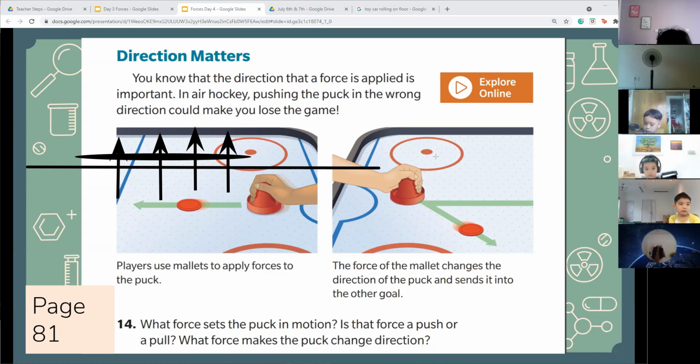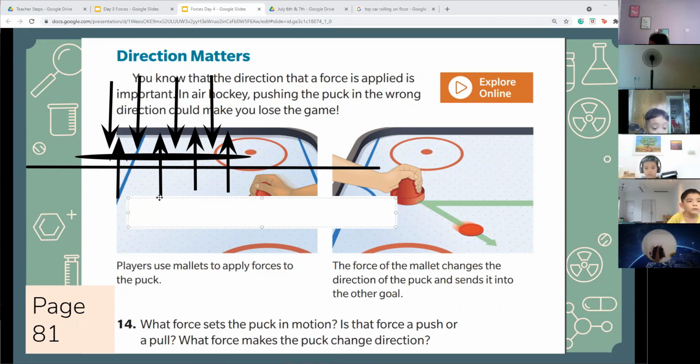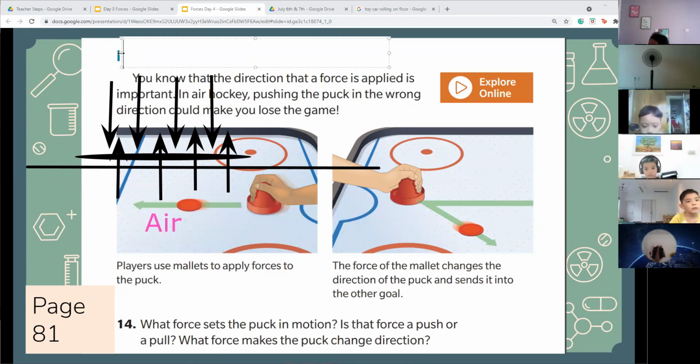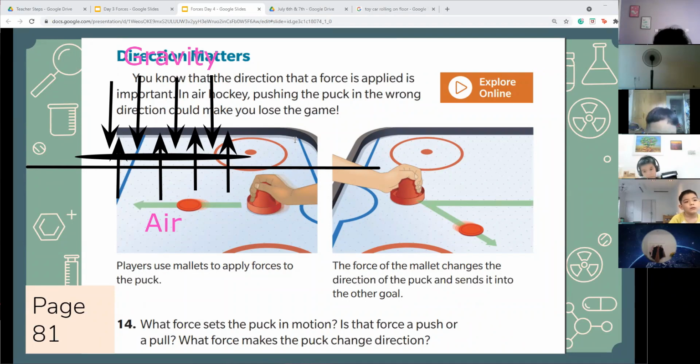What force is pushing the puck down? Tom, the air is pushing it up. Yeah, gravity. Gravity is pushing it down. So I'll show you. You have air on the bottom and gravity on top, and these forces are equal. So the puck floats in the air.